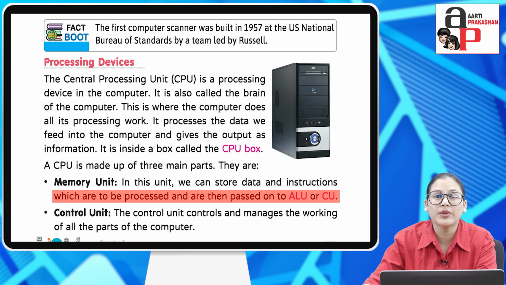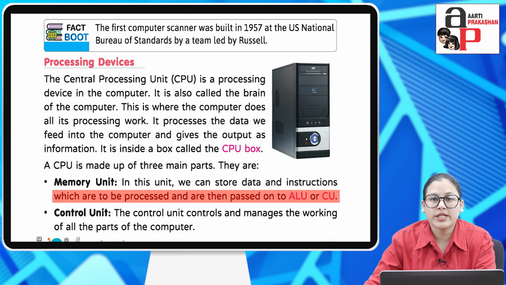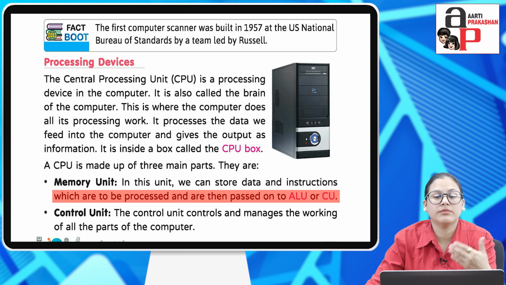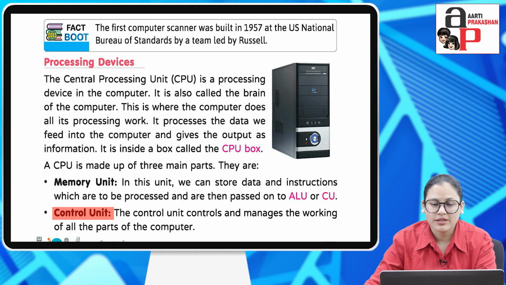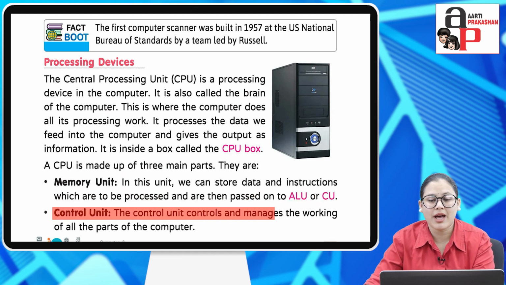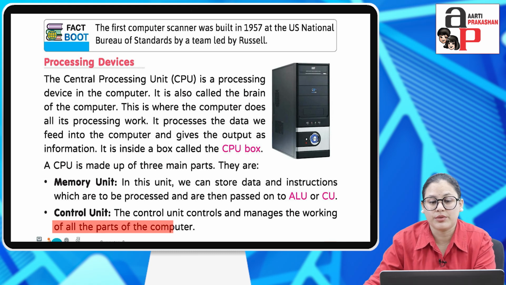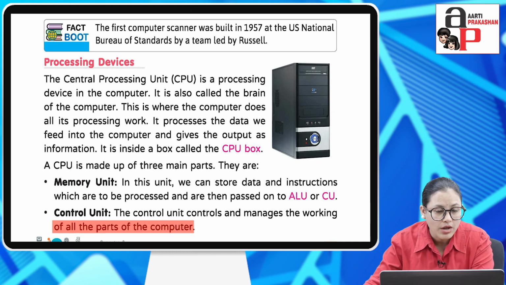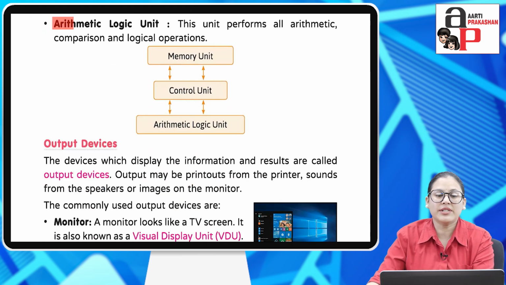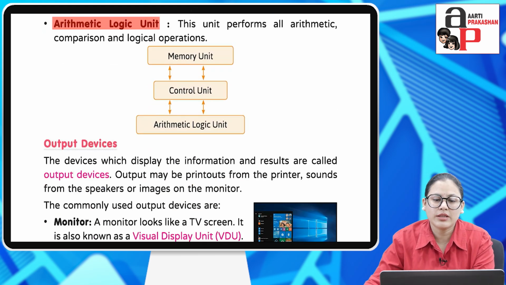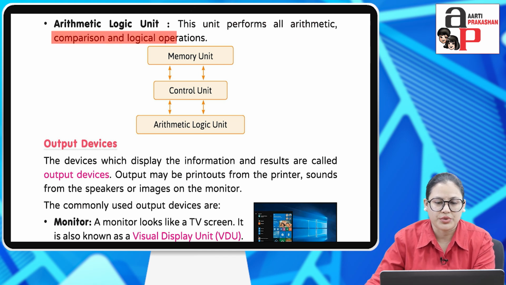As the name suggests, the memory unit can store data and instructions which are further passed on to the ALU or CU. Control unit: the control unit controls and manages the working of all the parts of the computer. So the function of the control unit is to control the work of all the parts of the computer. Next is the arithmetic logic unit, that is ALU. This unit performs all arithmetic, comparison and logical operations.